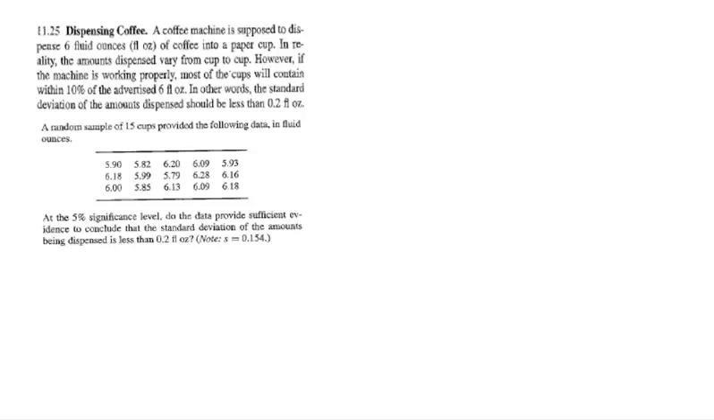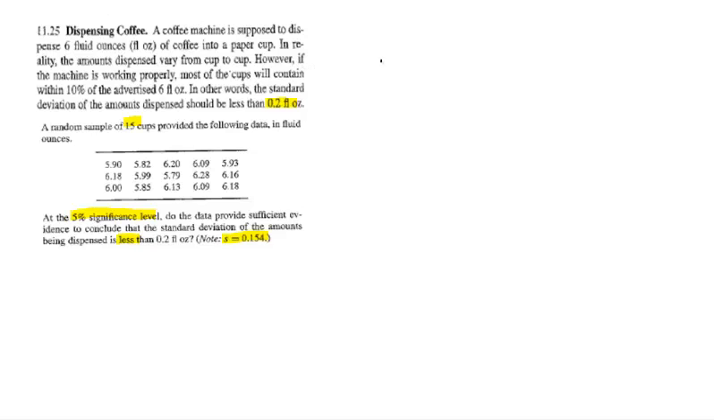So let's go through and highlight all the important information. We have a standard deviation of 0.2, that's our population standard deviation. We have an N equal to 15. We're using a 5% significance level. And we have an S, 0.154. And here in this question it asks to conclude that the standard deviation of the amounts being dispensed is less than. We're going to test for variance. So here we want to know if it's less than, so we have a left-tailed test. That's important as well.